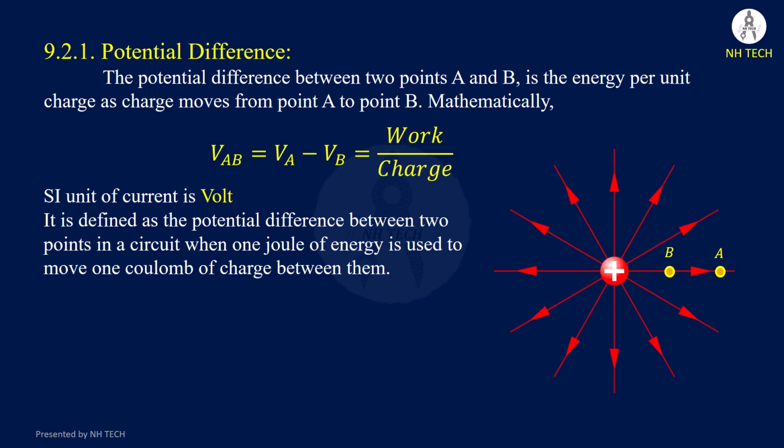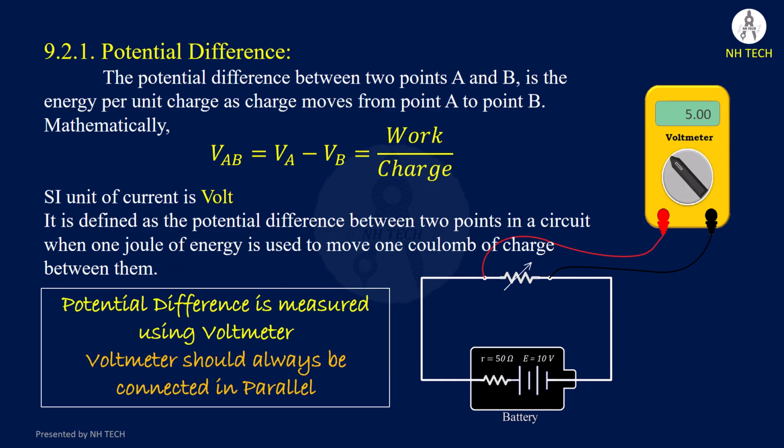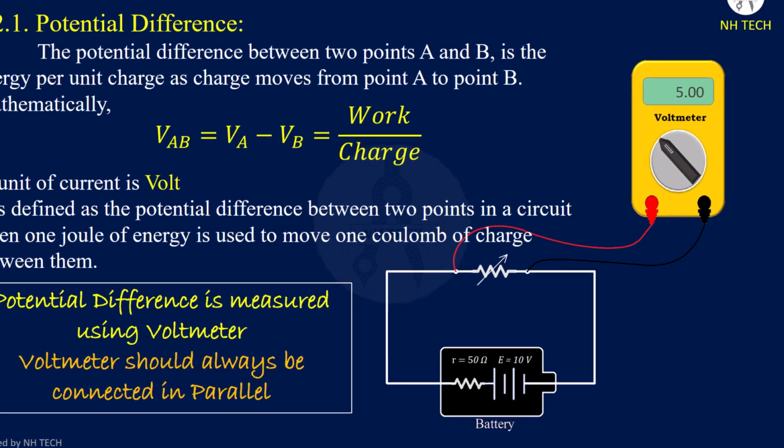The unit of potential difference is the volt, which is defined as the potential difference between 2 points in a circuit when 1 joule of energy is required to move 1 coulomb of charge between them. Potential difference is measured using a device called a voltmeter. That's why we often refer to potential difference simply as voltage. To measure voltage, the voltmeter is always connected in parallel with the component across which we want to measure the voltage. Take a look at this diagram.